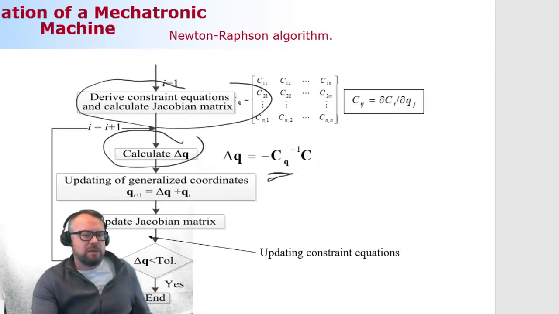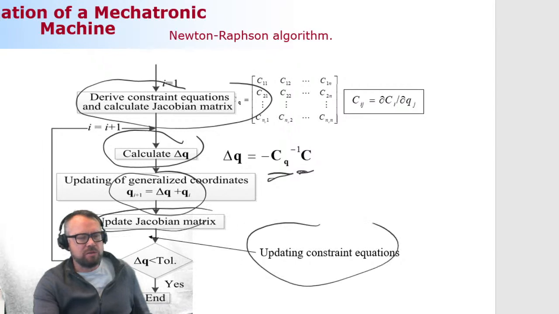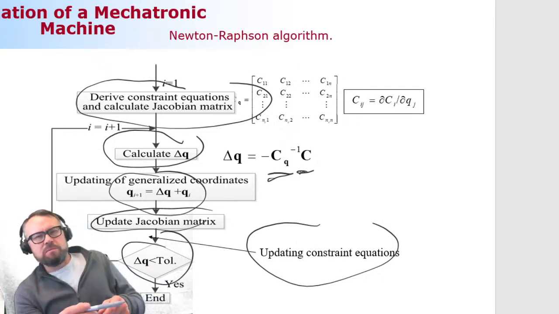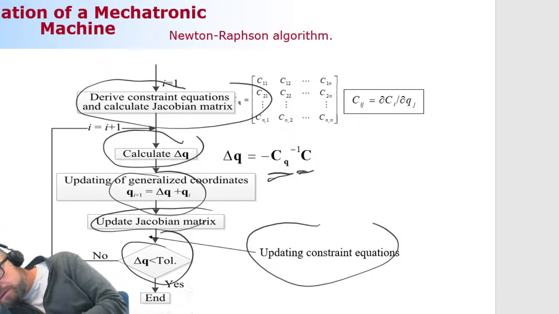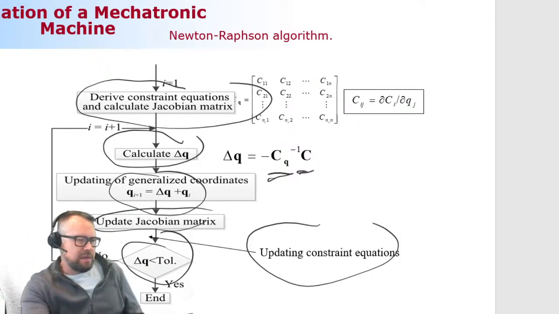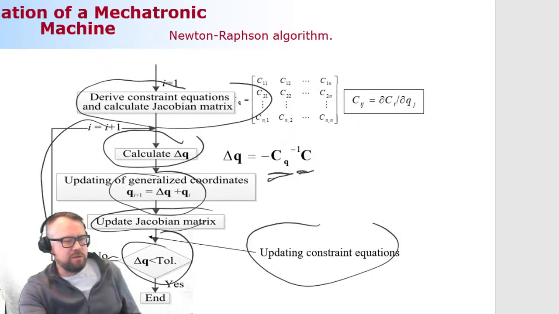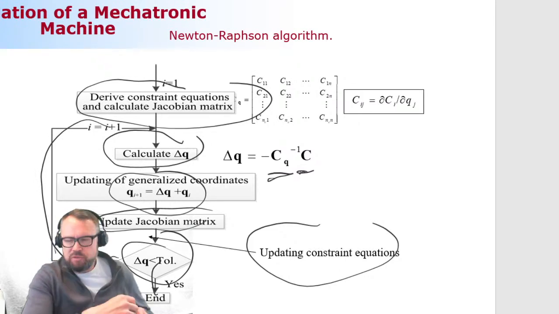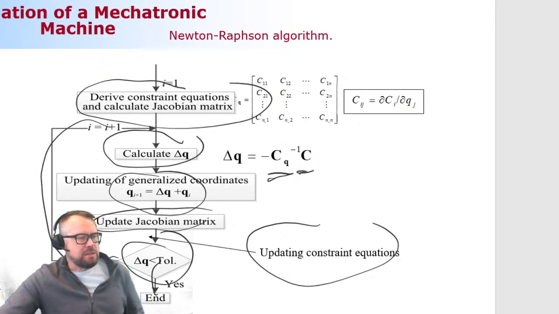All right? So then you have here constraint equations. And then this is the way you're updating your coordinates. You're updating your Jacobian, you're updating your constraint equations, and then you're checking whether or not this is less than a predefined tolerance. If not, you redo the computing. So no means that you're going back here and you redo it. Yes, you're done. You can stop doing it. Okay, so that's it.